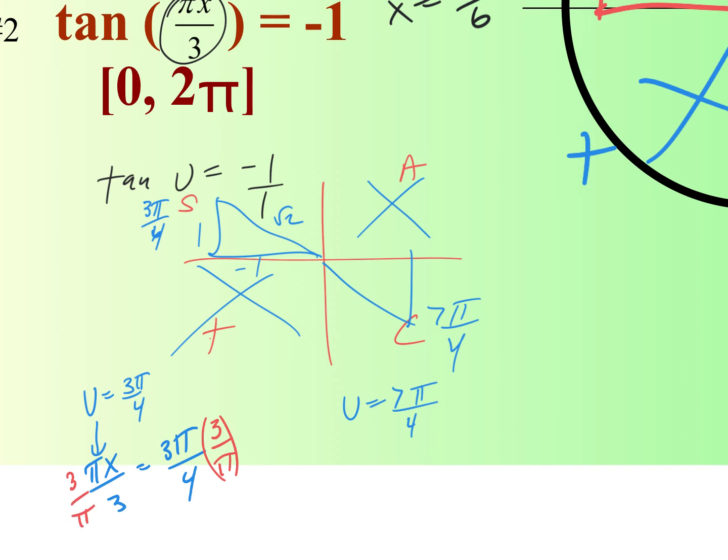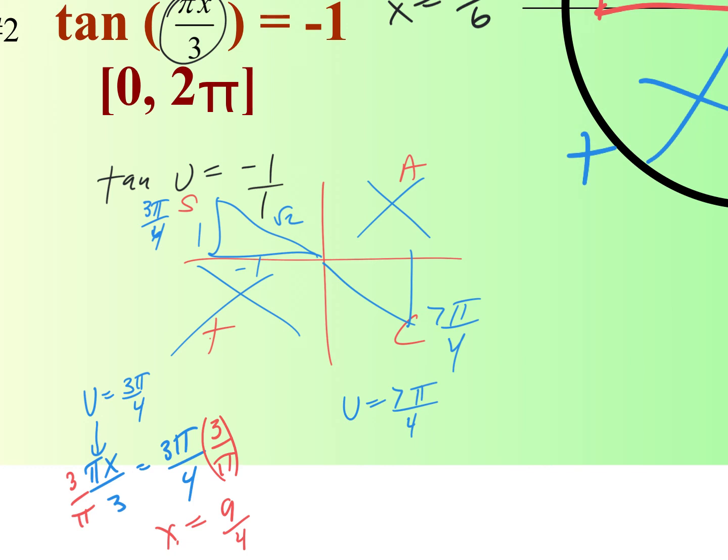Nice job. Cancels, cancels, and I have x alone, and I have 9 pi over 4 pi, but then the pi's will cancel. Put your hand up if you had 9 over 4 before I said it. Nice. All right. Let's get some closure and finish the last one.